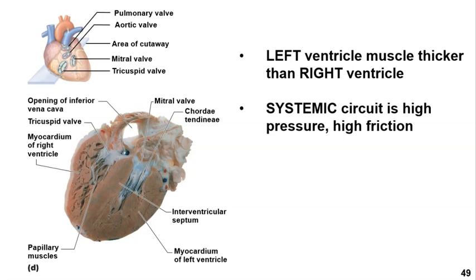The left ventricle must contract more forcefully and generate higher pressures in order to move that blood. So there is a need for more muscle mass and more muscle tissue there to generate those higher forces and those higher pressures.